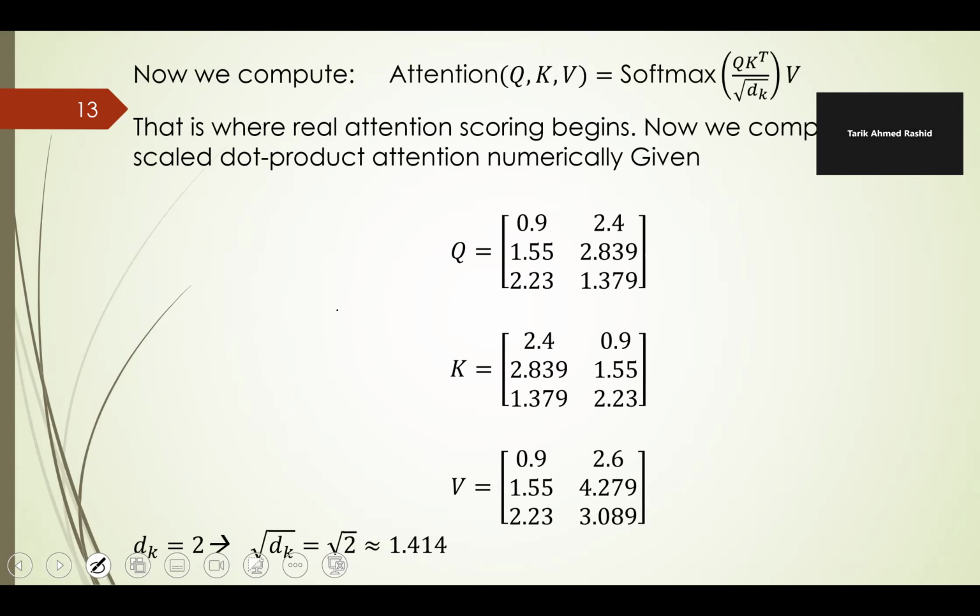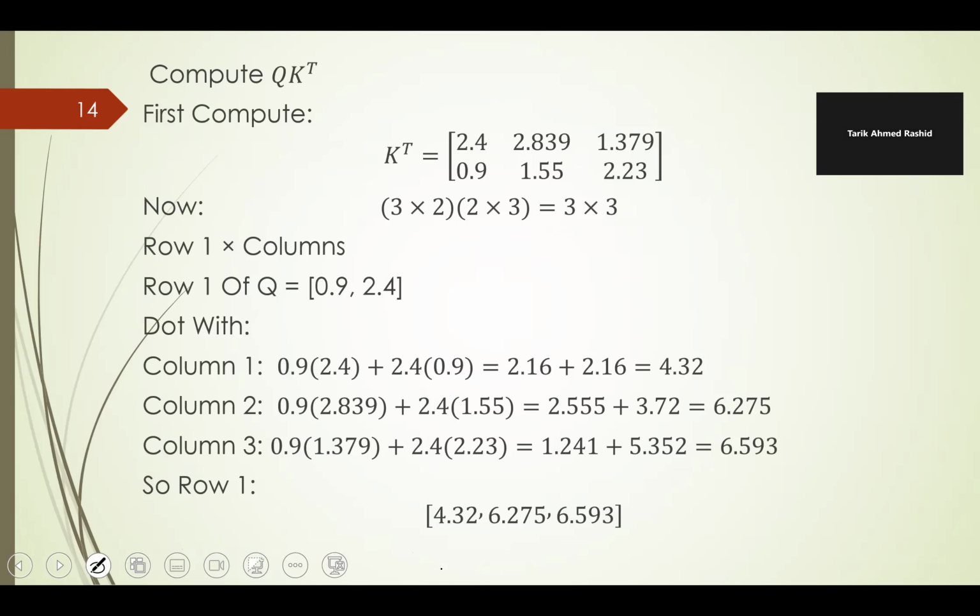Now, we need to compute this formula: softmax of Q, K transpose over the square root of dk, multiplied by V. So we have Q, we have K, we have V, and we will have dk. We have d model 4, and dk is 2. The square root of 2 will give us 1.44. That is the result that we have.